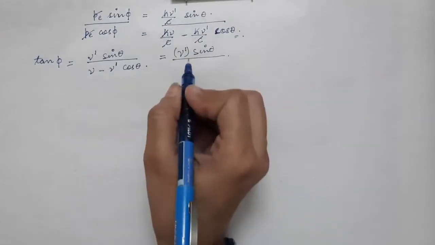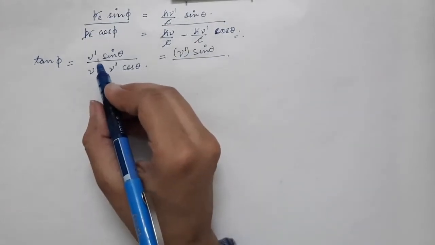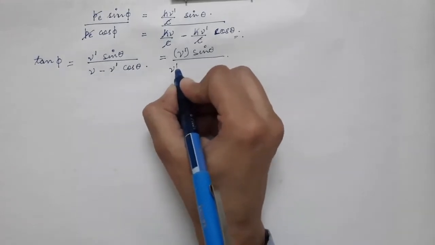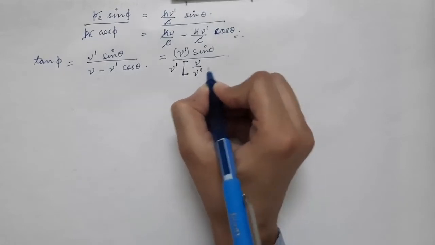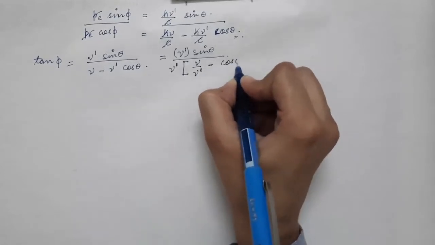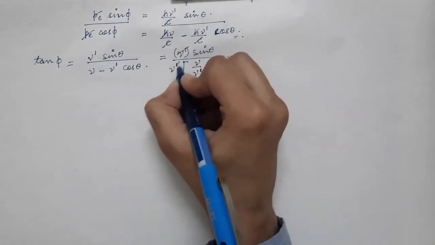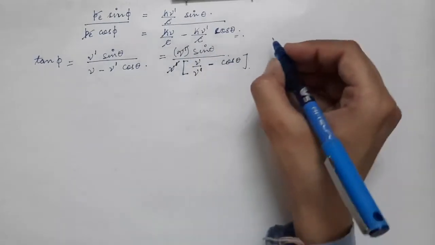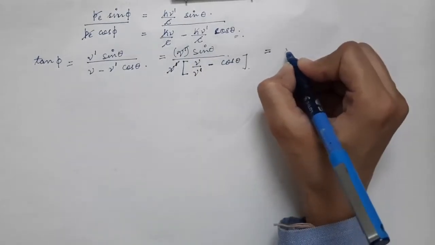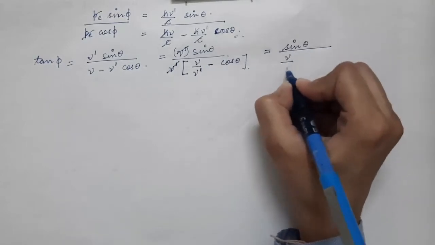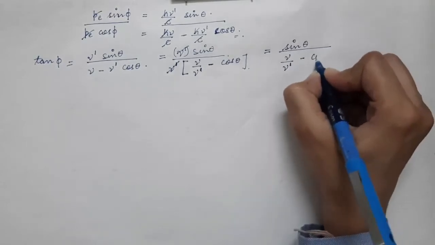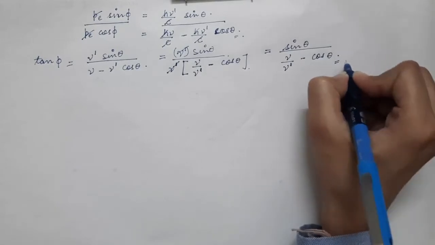So we are going to take nu prime common in both the numerator and the denominator. So you will take nu prime common in the denominator and you will be left with nu by nu prime minus cos of theta. So this nu prime will cancel with the one in the numerator, and you will have tan of phi is equal to sine of theta divided by nu by nu prime minus cos of theta.